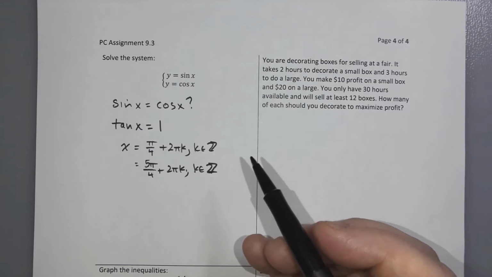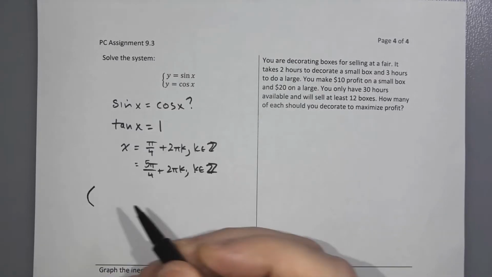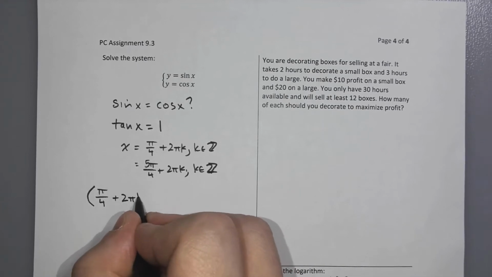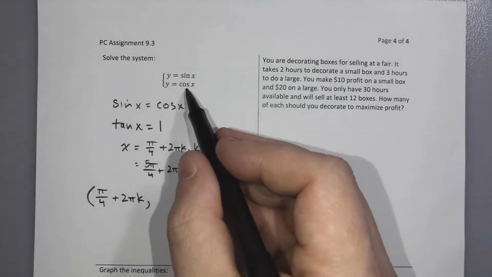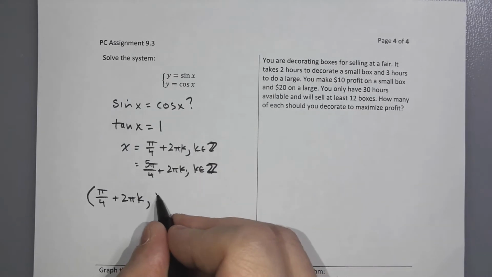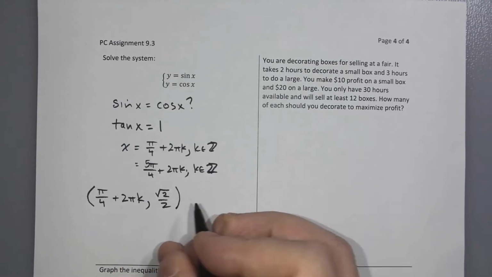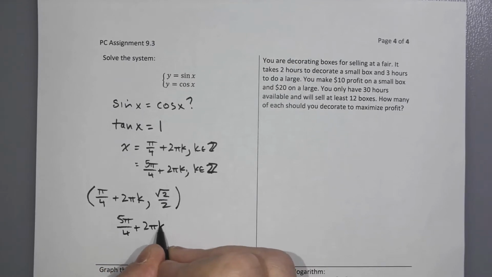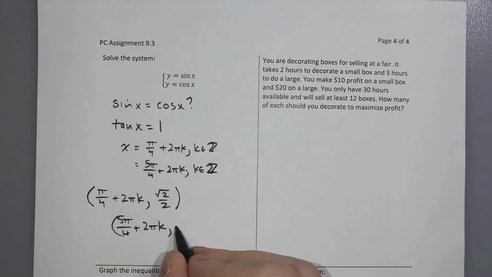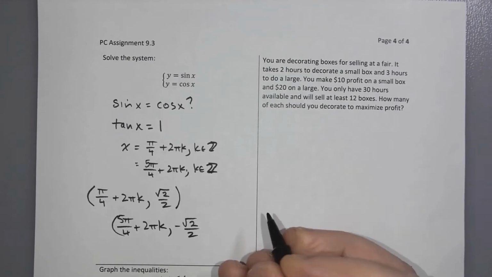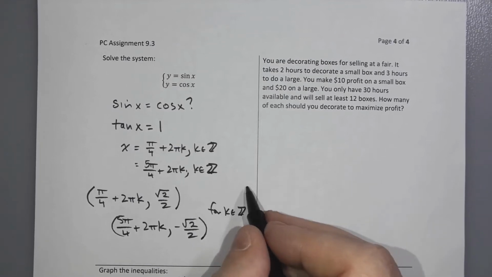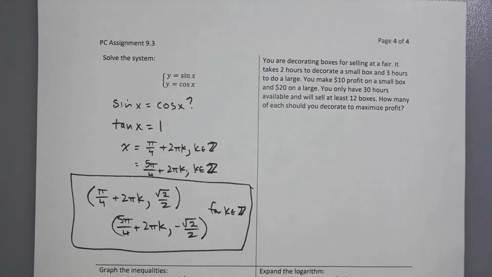So to write up my final solutions, I would write them up as pi over 4 plus 2 pi k, comma, that was in quadrant 1, so that's going to provide a rad 2 over 2, and then we would have 5 pi over 4 plus 2 pi k, comma, and that one's going to be in the third quadrant, giving me a negative rad 2 over 2, and this is for k in the integers. Okay, nice little review from the trigonometry there.